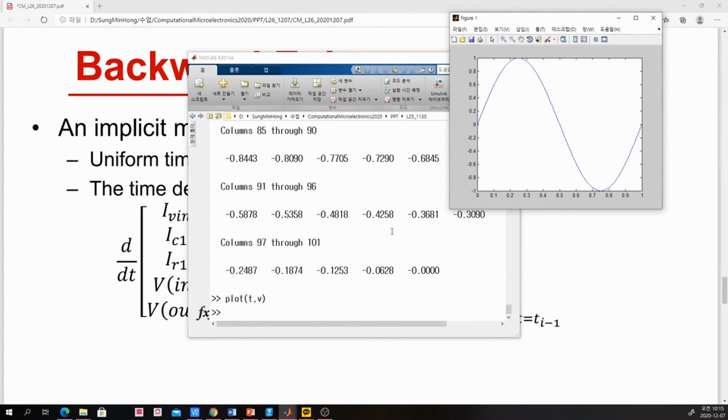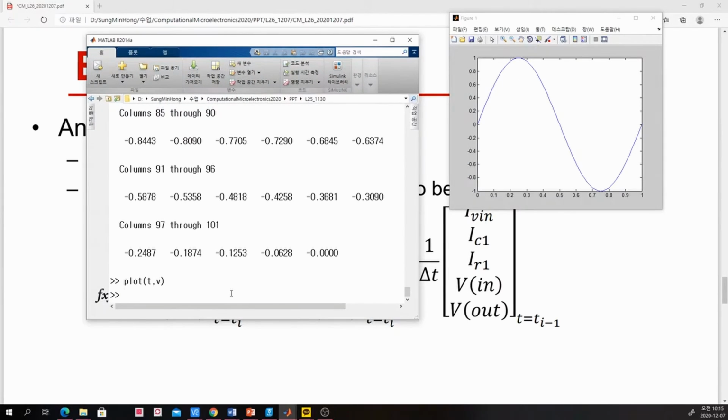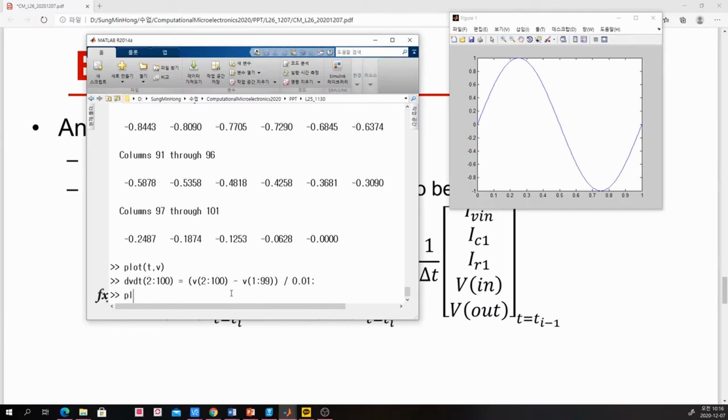Then let me make a dv over dt. How can we do that? dv over dt from 2 to 100 is given by v from 2 to 100 minus v from 1 to 99, present point minus past point, divided by the time difference 0.01.